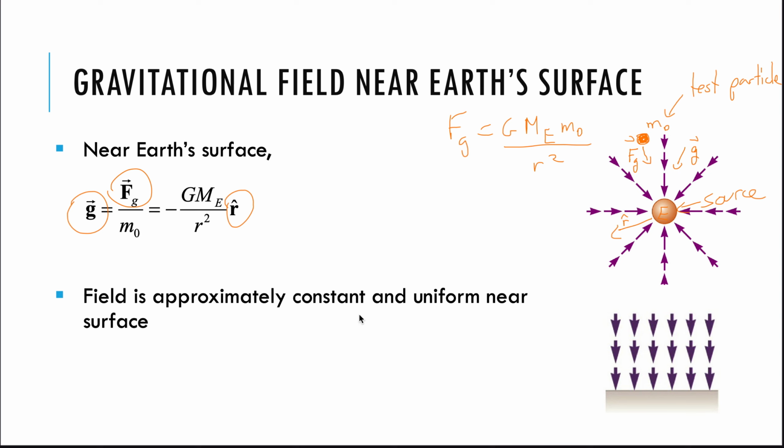If we are near the Earth's surface, then that means that the distance r between our test particle and our source here is just going to be the radius of the Earth. So if we plug in the radius of the Earth here, we get g equals negative big G times mass of Earth over radius of Earth squared. If we plug in all of these constants, we will get the negative 9.8 that we're used to for that value of g near the surface of the Earth. It's meters per second squared here.